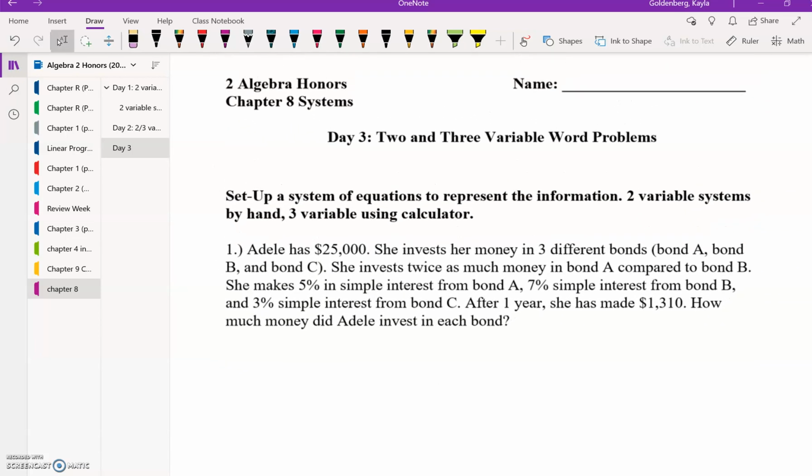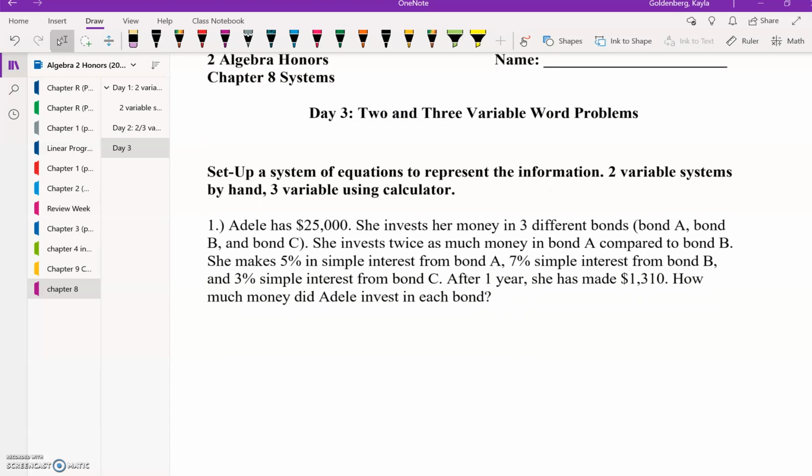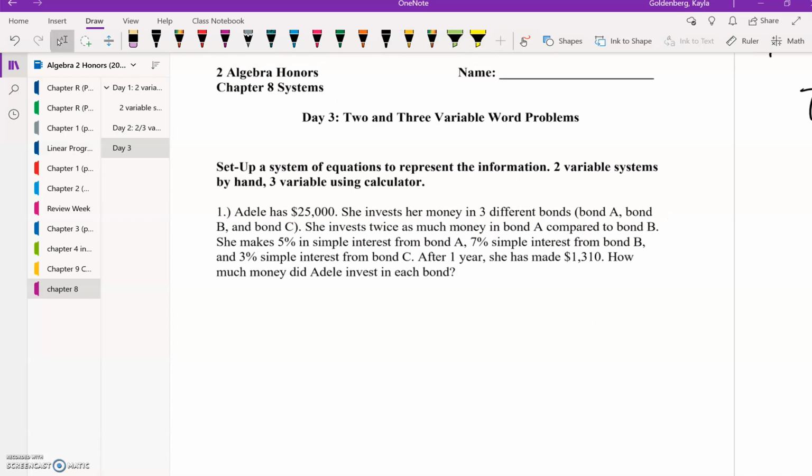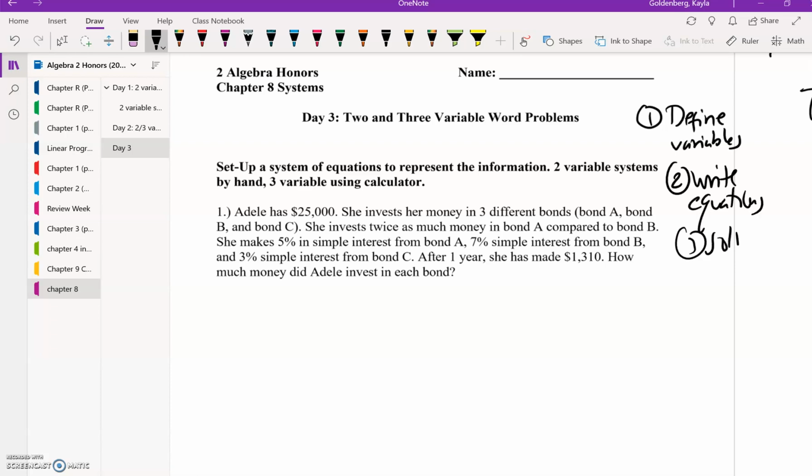So we're going to do some word problem practice. Feel free to pause the video and get down all your important information every time we start a word problem. And I'm going to read through it with you as well. Remember, the key steps for word problems are step 1, you define your variables. Step 2, we write our equations. And step 3, we solve.